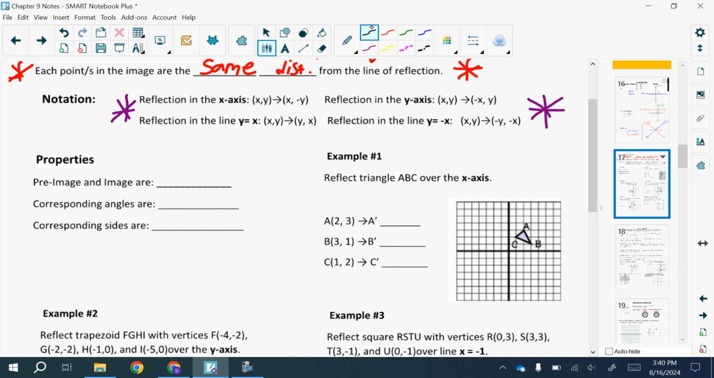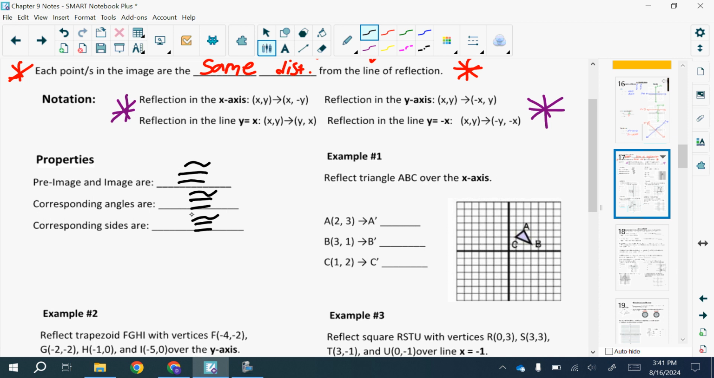Under properties, you have pre-image and image are, corresponding angles are, corresponding sides are, and there's all these blanks. For these blanks, we do the congruency sign, which is the equal sign with the tilde above it, or squiggly line. Congruent just means that once you reflect the image, no features of it really are changed other than its position. It still has the same angles, same sides, etc.